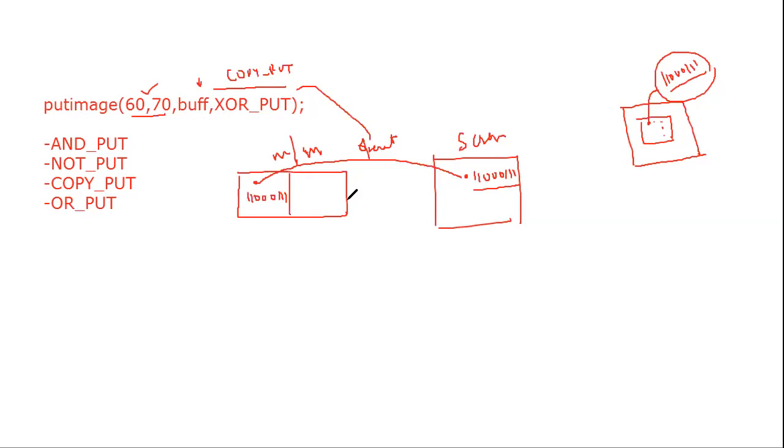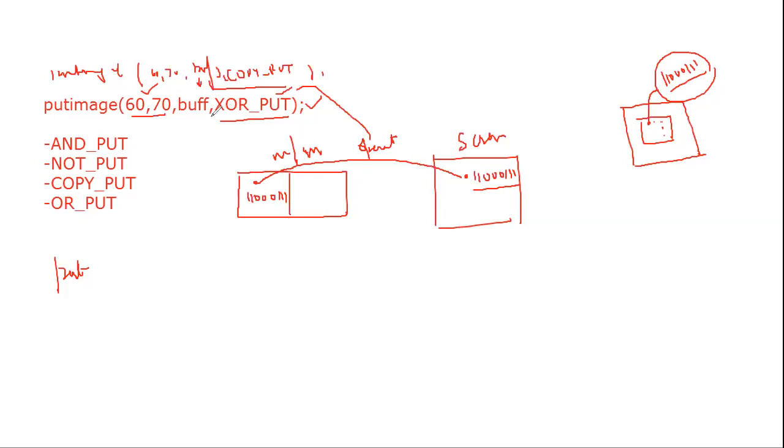Now again I want to put this image on this location, and I perform the exclusive OR put, that is put image, which I have applied after performing the earlier put image, 60, 70 and buff. हमने कॉपी पुट कर दिया, तो यहाँ पे कॉपी हो गया मेमोरी से स्क्रीन के ऊपर. अब हमने एक्सऑर पुट किया. With copy, you have simply copied the code from the memory to this.